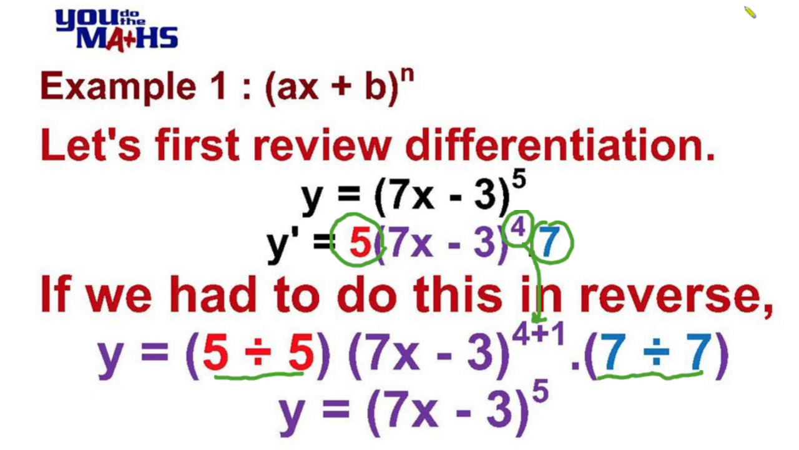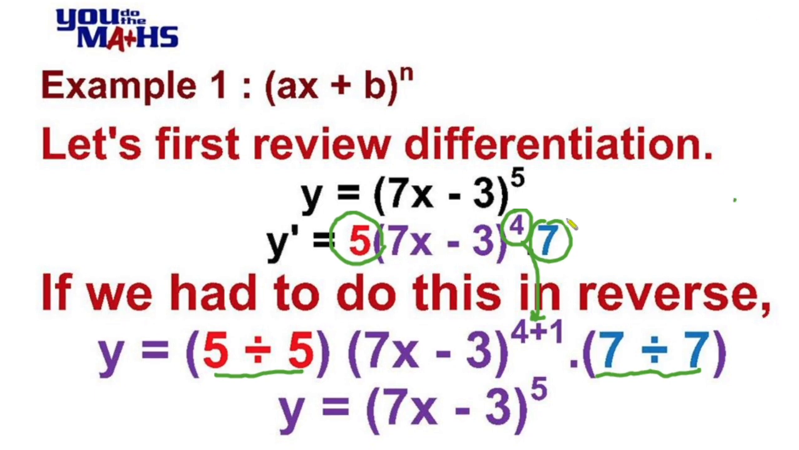Now we need to be careful of the derivative of the inside of the bracket. Whereas the 5 and the 4 are just constants, the 7 is the derivative of the inside of the bracket, and that may be an algebraic expression.